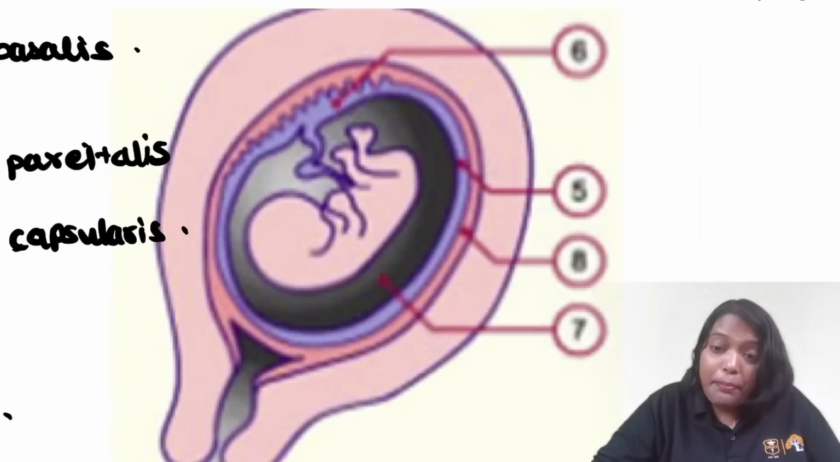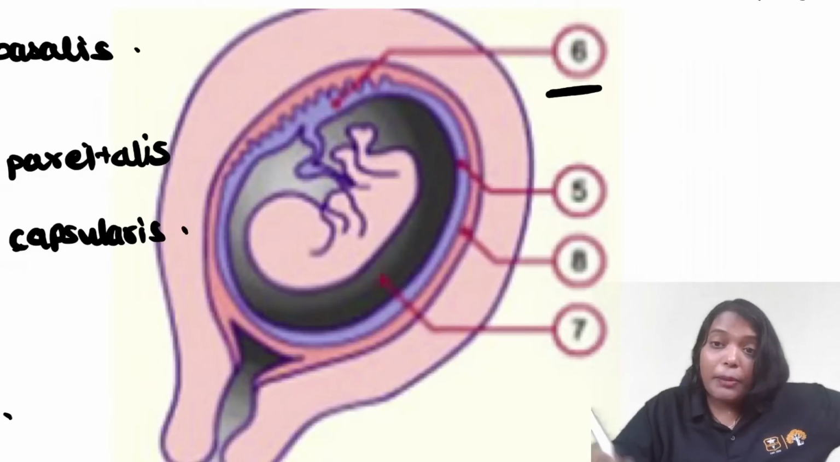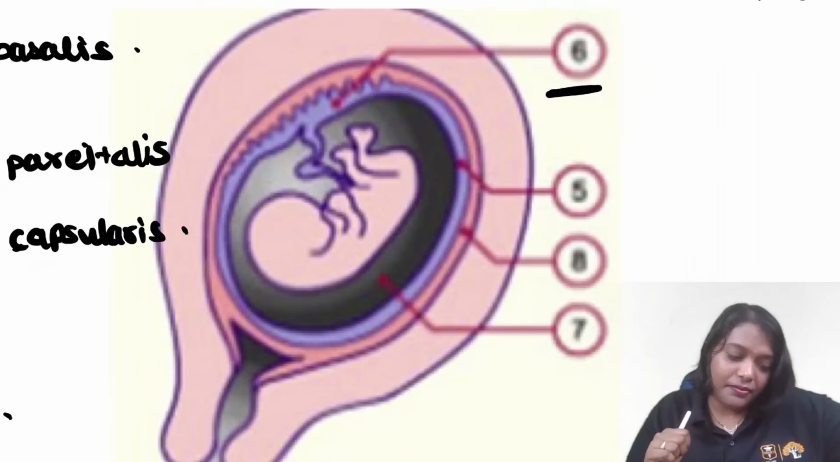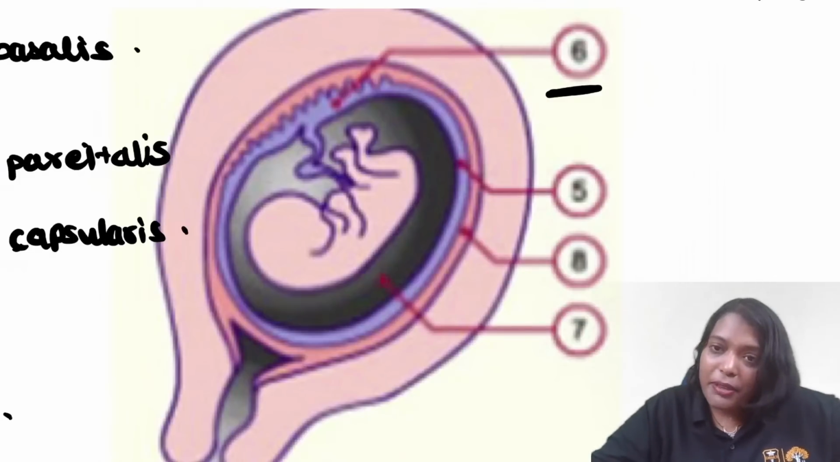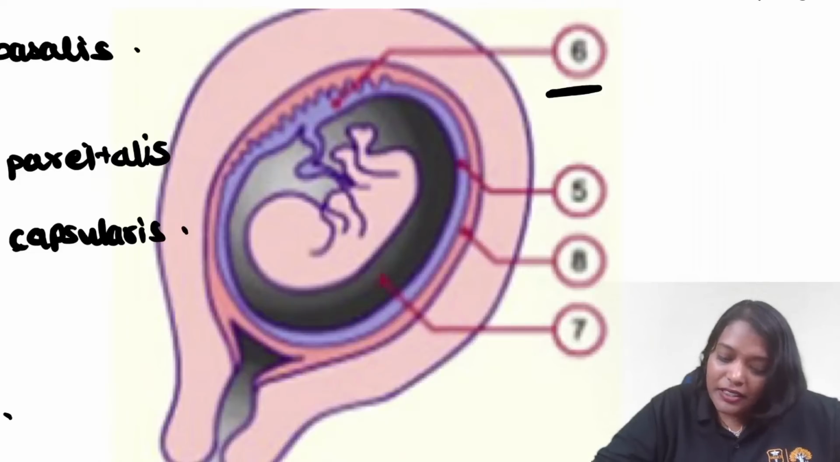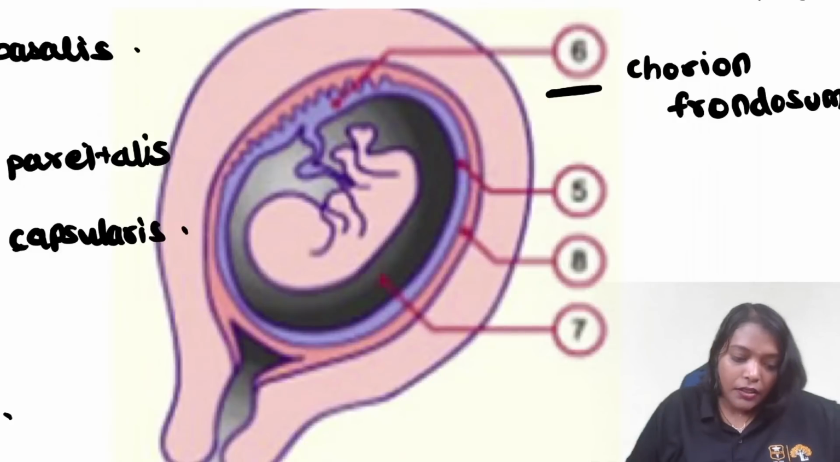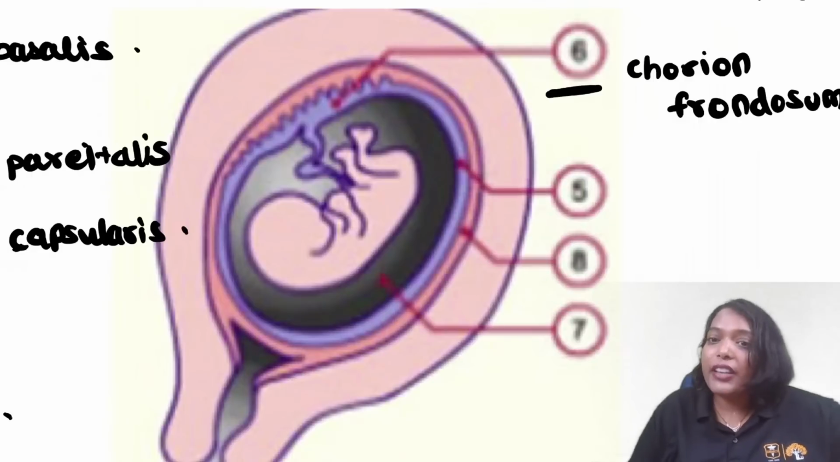So what is number 6? The purple one which is forming finger-like projections. Number 6 is the chorion frondosum, or the chorionic villi, right?